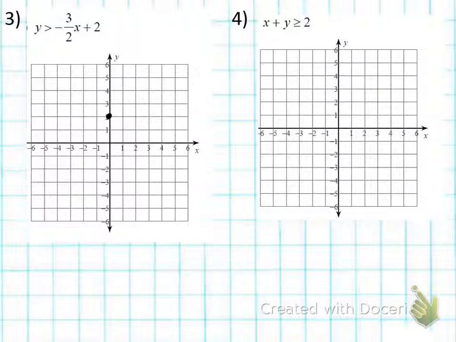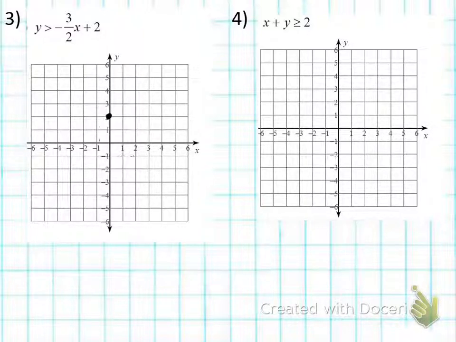Negative what? Good, negative 3 over 2. So how much is it rising or falling? 3 rising or falling? Falling. Good. So we're going to go down 3 and then running how many? 2. So we should have a point if we go down 3. Oh, sorry. Go down 3 and over 2.